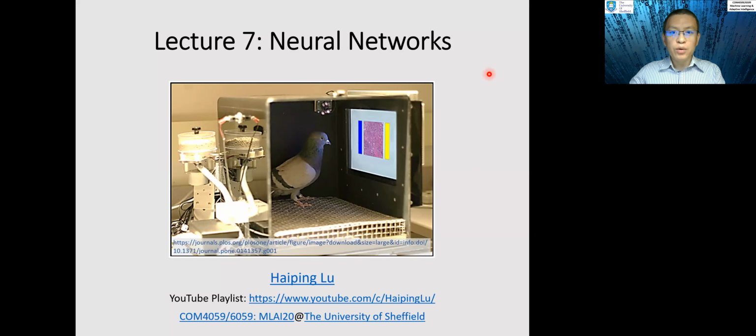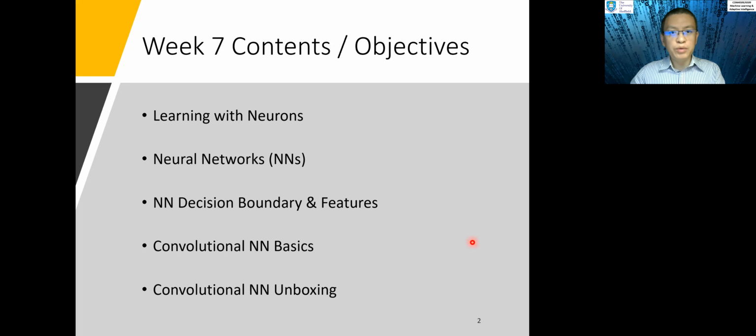And here, we see a pigeon, which is actually a pigeon doctor. So this week, we will start with individual neurons and then move on to simple neural networks. We will examine the decision boundary made by neural networks and also look at the features learned by neural networks. Finally, we study convolutional neural networks by looking at the basic operations and then examine it in detail.